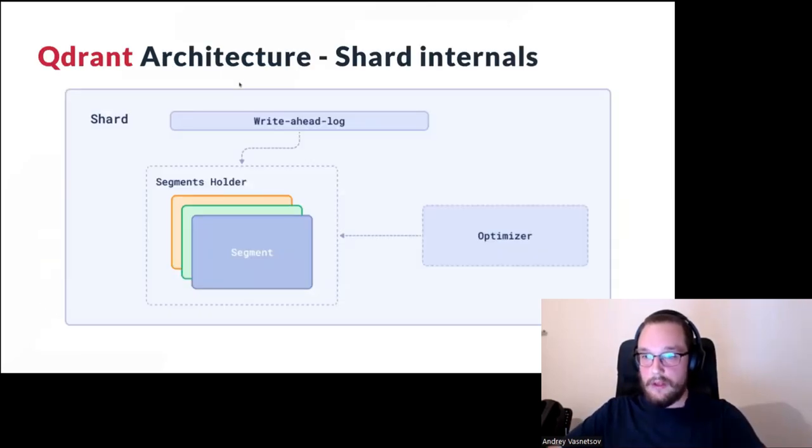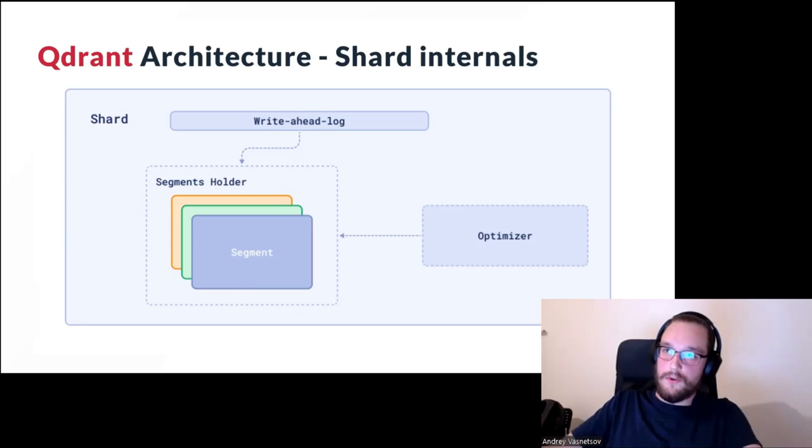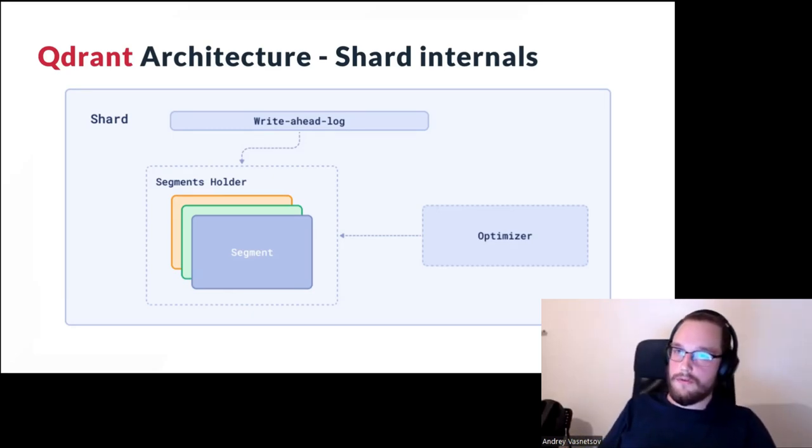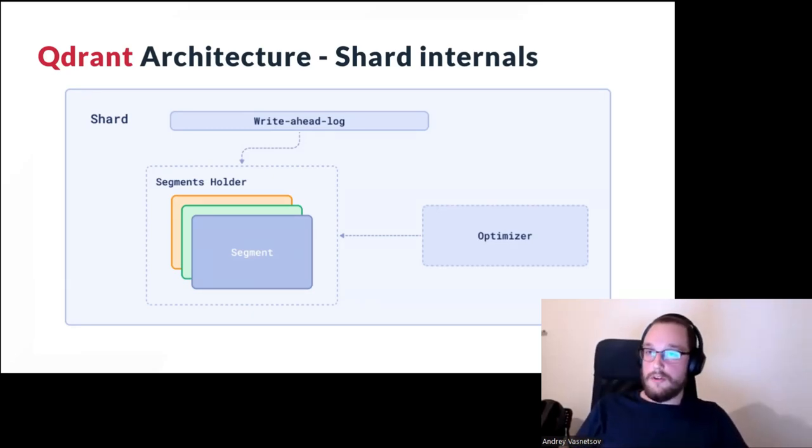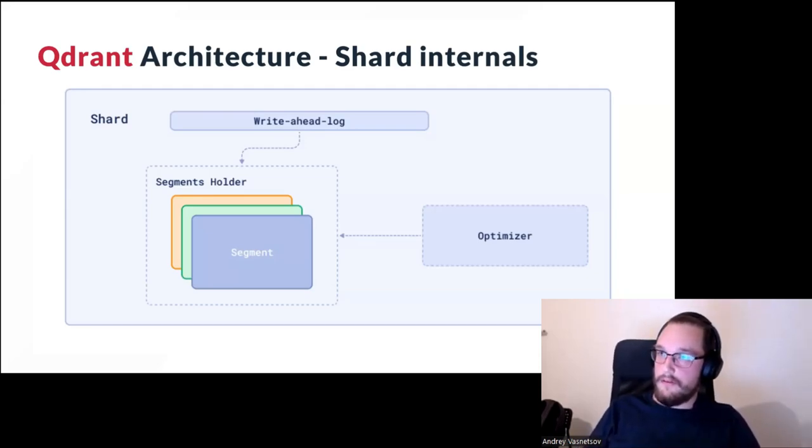Yeah, so what happens inside a shard is a bit more interesting for this talk, because it has specifics related to vector search. On the top level, we see a pretty standard component, the write-ahead log, which is responsible for the fact that Qdrant doesn't usually lose data once it's committed. Again, it's a pretty standard component for any database. What is not standard is the second level of data segregation inside the shard. And this second level is segments.